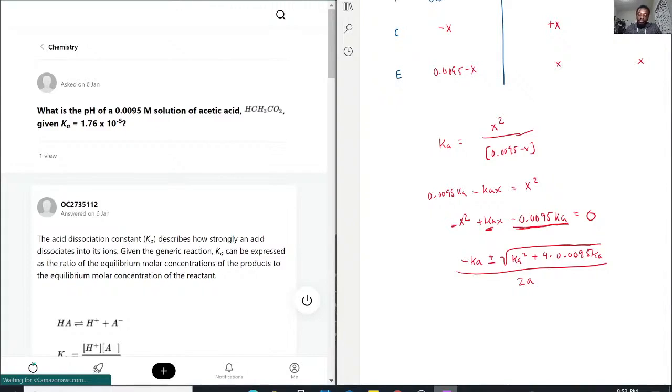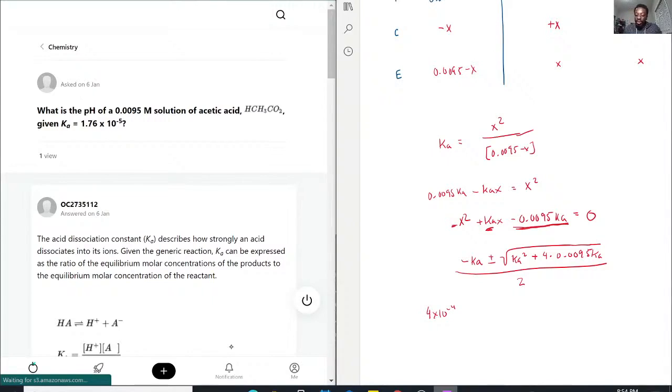Okay, so now we're going to have a negative Ka plus that. We're going to assume first it is a plus, and we're going to use that Ka value. So plus negative of that, and then 2a, sorry, don't know why I have a there still. A is 1, so it's just a 2. So we divide by 2, and our first answer is pretty much 4 times 10 to the negative 4 for x. That's our first number that I was able to get.